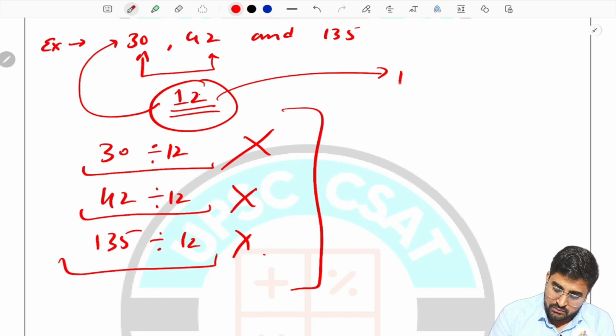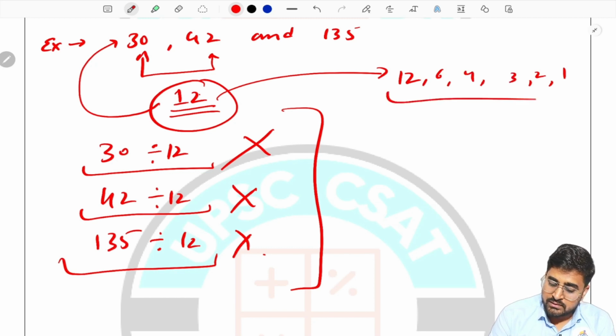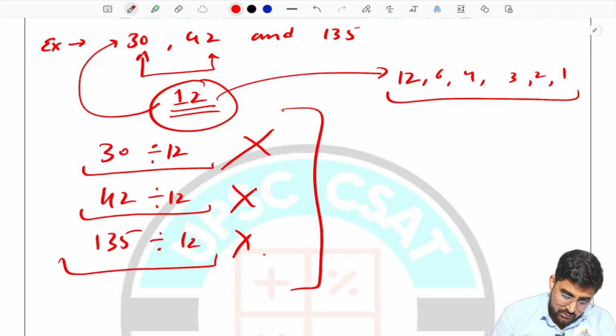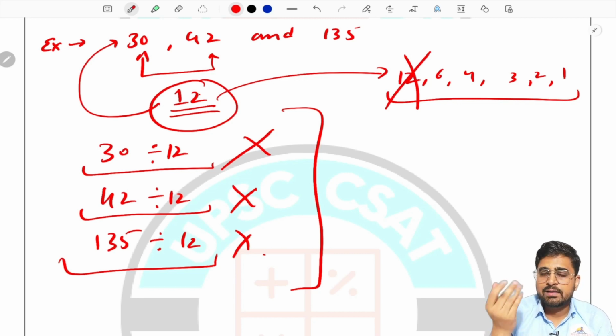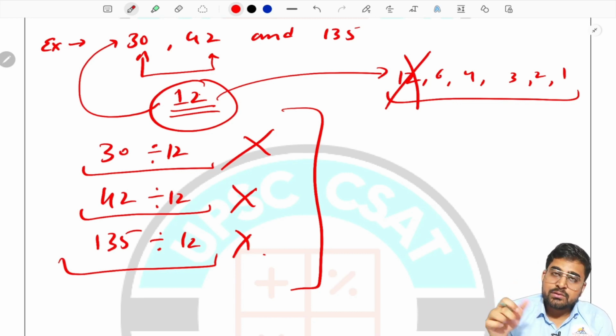Yes, sir, of course. 12, 1, 2, 6, 3, and 4. Is there any other? No, not at all. Now, try to understand one thing. Is 12 going to divide them? No. If it were going to divide, then the answer would be 12 only.